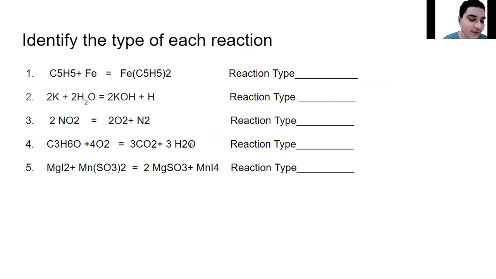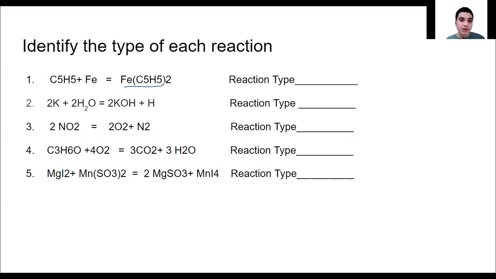Okay, so let's practice some questions to see if you understood which type of reaction. Feel free to pause and answer each question with me. Okay, so firstly, we have carbon hydride plus iron equals iron with carbon and hydrogen in a covalent compound combining all together. So take a moment to pause and guess what this is. Okay, so as you can see, there are multiple reactants and one product. So I'm going to assume that this is a synthesis reaction.